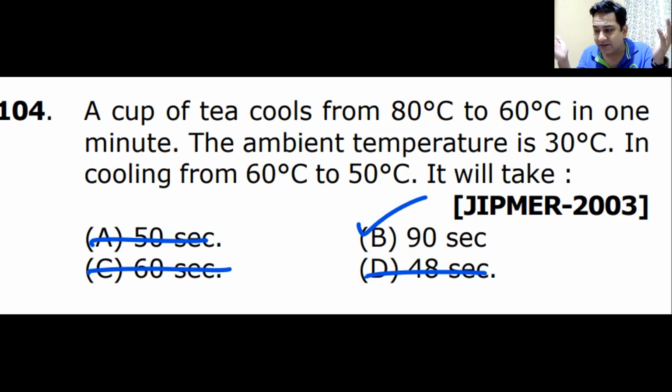Just understanding that Newton's law of cooling tells us that the rate is proportional to the difference in temperature. In the first minute, it cools down by 10 degrees Celsius. To cool it again by 10 degrees Celsius, the time would be more than 1 minute. There's only one option which is more than 1 minute, and the answer is 90. There's no other option. If there was any other option, then you could have calculated. Otherwise, it is not required.